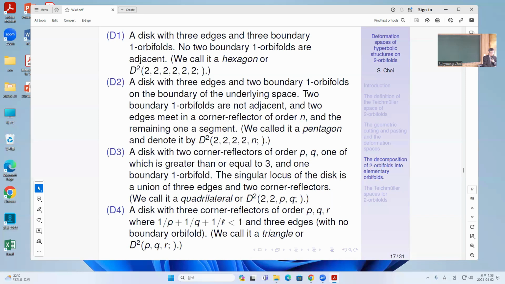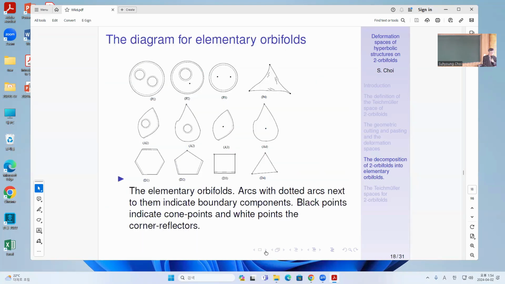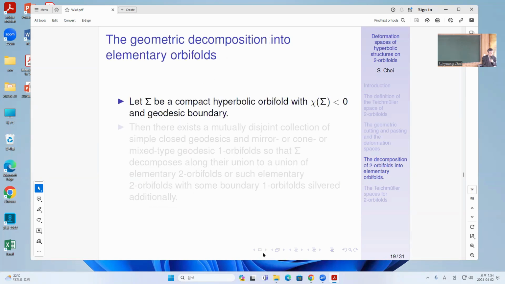So that's the quadrilateral, and then this one with the 3 corner reflectors of the PQR, where 1/P, 1/Q, and 1/R is less than 1, and 3 edges. You call this a triangle, or T2 PQR. So PQR is the last one. Okay, so these are all the elementary orbifolds. Of course, we have to prove that these are elementary.